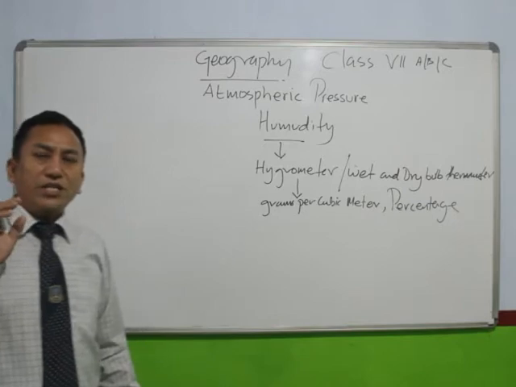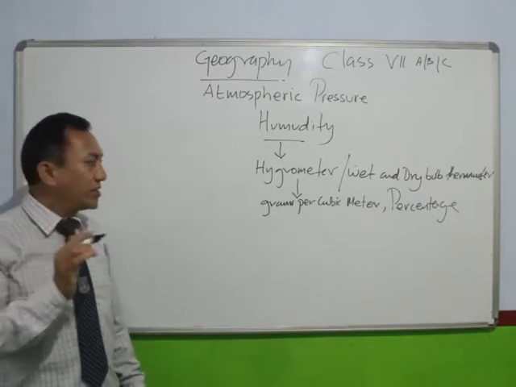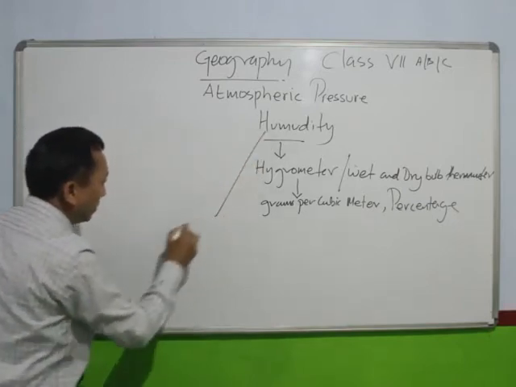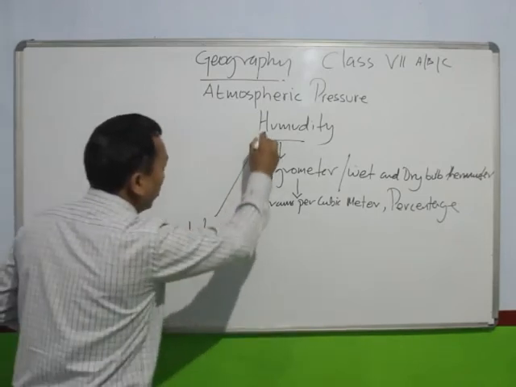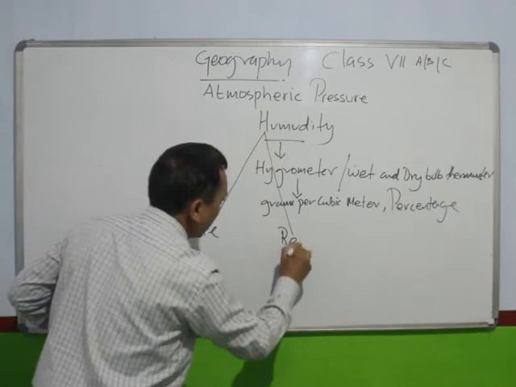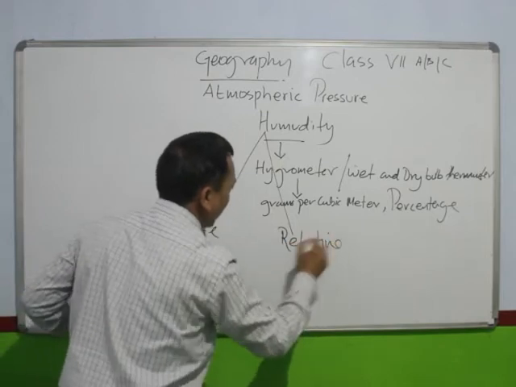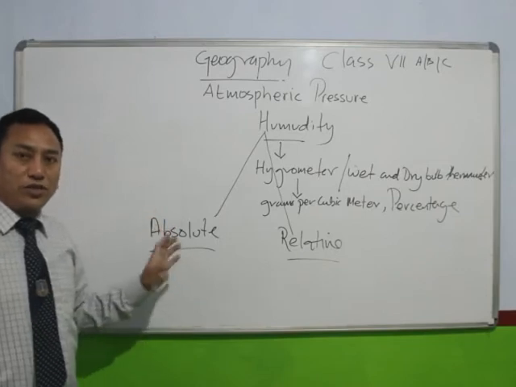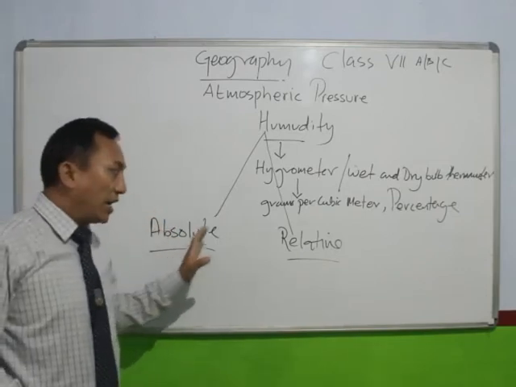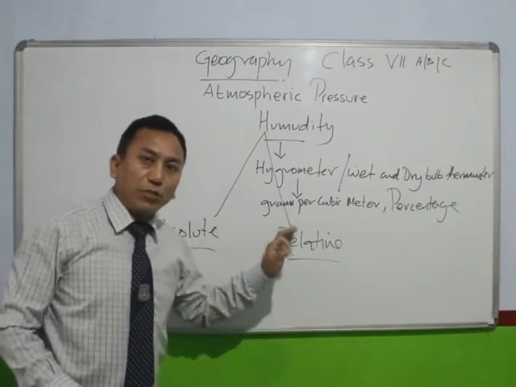Now, humidity is of two types. We measure two types. One is absolute humidity, and the other one is relative humidity. We have two types of humidity.